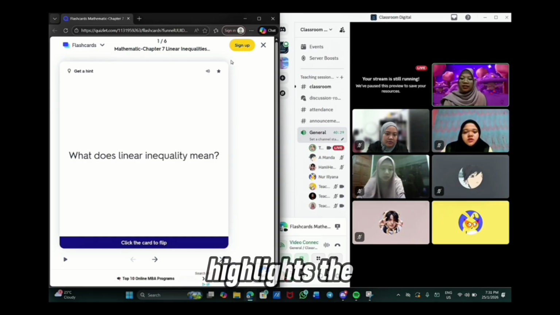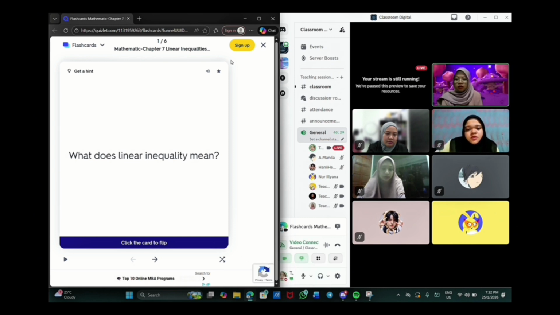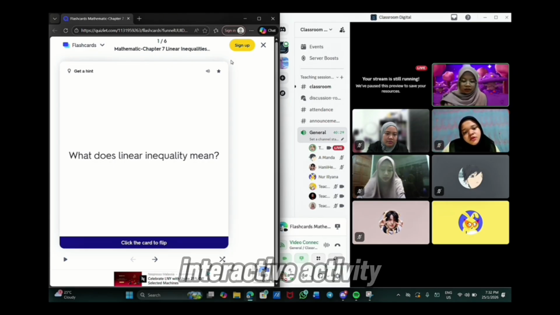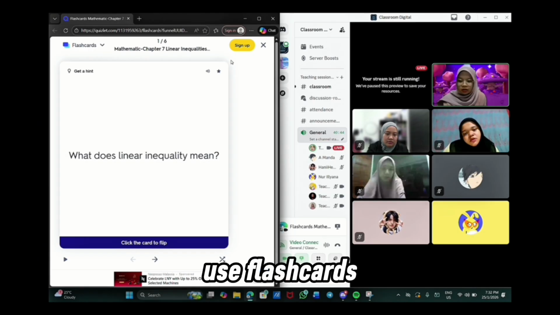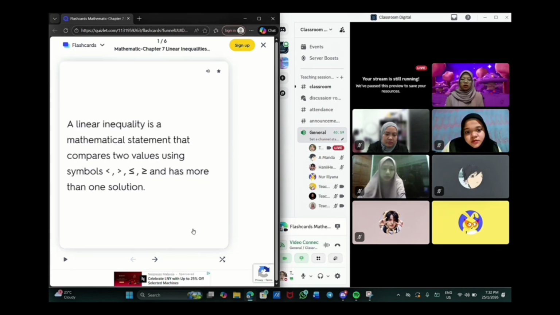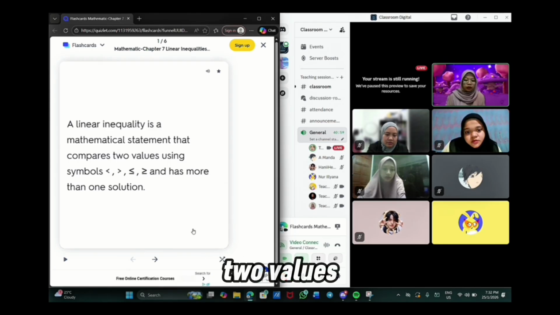This flashcard highlights the keywords from the video you watched, and I taught it in class yesterday for subtopic 7.1, inequalities. Alright, in this interactive activity, teacher will use flashcards. Let's focus here. Take a look at this flashcard. What does linear inequality mean? A linear inequality is a mathematical statement that compares two values using the symbols less than, greater than, less than or equal to, and the last one is greater than or equal to, and has more than one solution.